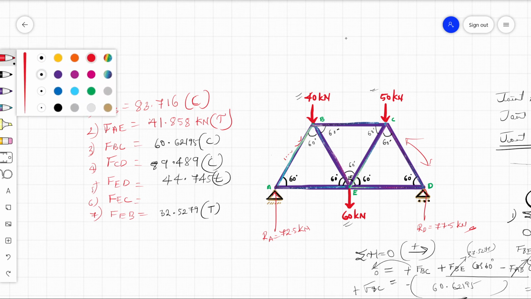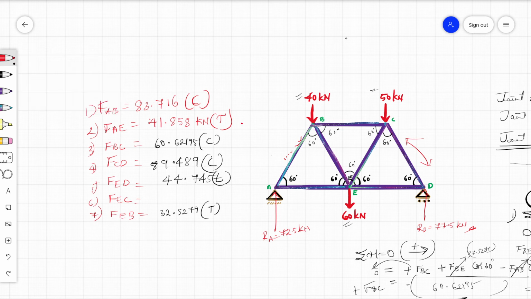So before proceeding, let me draw it. Let me show you. FAB is in compression, FAE is in tension, FBC is in compression, FCD is in compression, and FED is in tension. Can you see the bottom chord is in tension and all the top chords are in compression, right? And the web member is also generally in tension only.